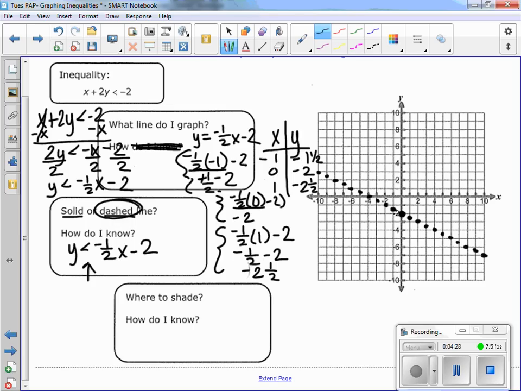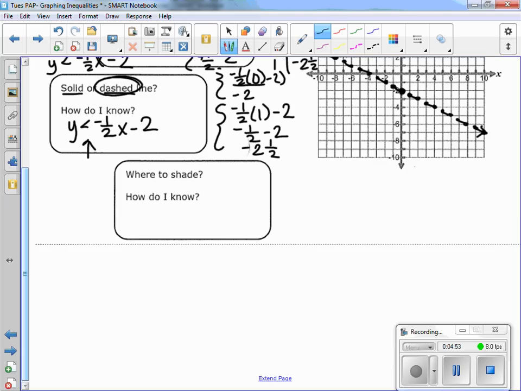What I mean by dashed is you're just going to make it look like it's not one solid line. What that tells people is that you can go right up to this line, but your solution cannot be on that line. From there, we need to figure out where to shade. We're actually going to shade below the line, but how do you know that? Well, you're going to pick a test point. I always pick 0, 0. The only time I don't pick 0, 0 is when the line goes through 0, 0.